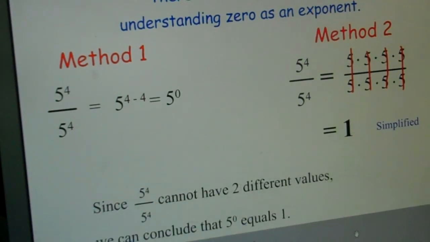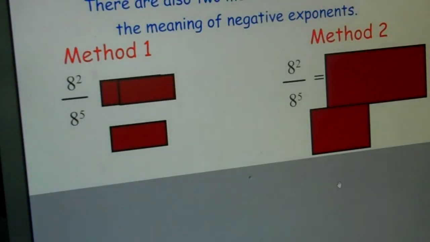Okay, so I hope you have a better understanding of 0 powers. Since 5 to the 4th divided by 5 to the 4th cannot have two values, we can conclude that 5 to the 0 power equals 1. Any number to the 0 power equals 1.